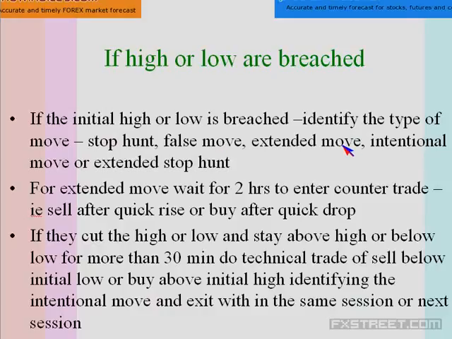An extended move, what you have seen in the case of GBP, is that they cut the high and stay above it for more than 30 minutes and try to rise for another 2 hours. Then subsequently, they start making the slide in the next session. An intentional move is a slow move. The extended move is a quick move. So in an extended move, if they rise, that means they are offloading the positions. It is not bullishness of the market. If they quickly drop, it is not bearishness of the market.